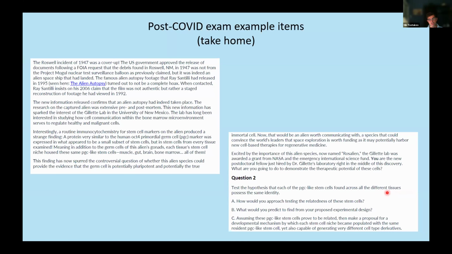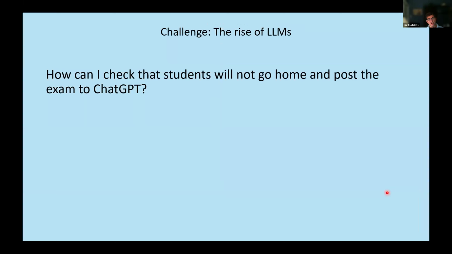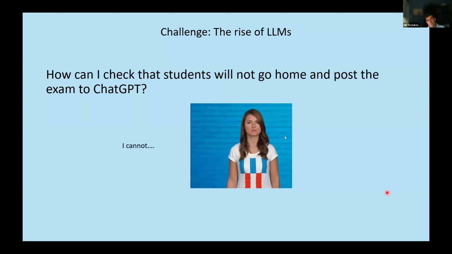And then, of course, we got ChatGPT. The rise of large language models came about, and I was wondering, how can I check that students will not go home, post the exam into ChatGPT, put the answers in the document and return them? And frankly, I cannot. I was sad for a minute there.